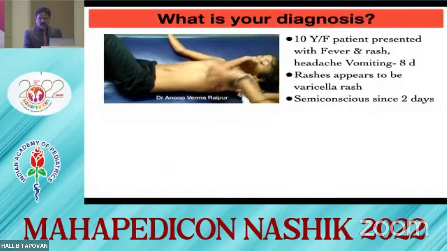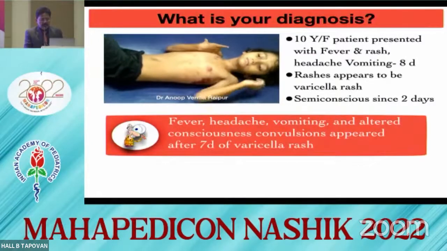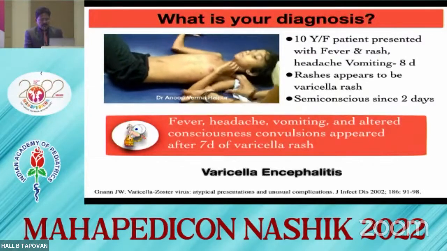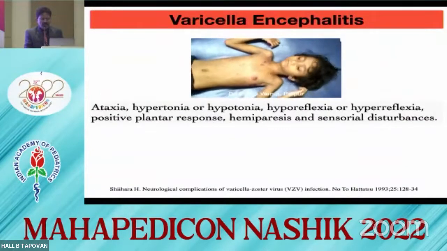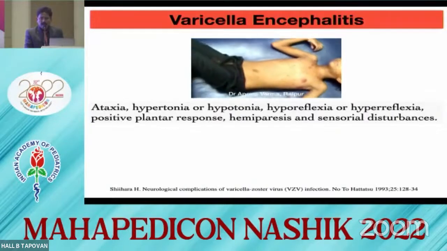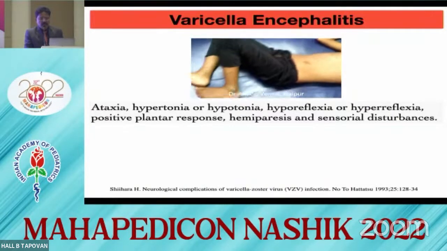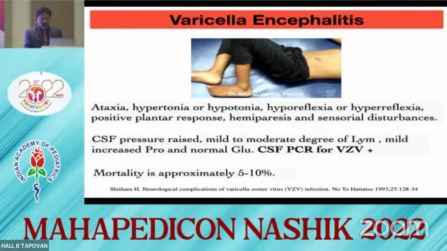Another patient with rash, headache and vomiting, semi-conscious, irritable. The diagnosis is almost clear: this is a varicella rash and this is a classical varicella encephalitis. By examination alone you cannot diagnose that this is varicella encephalitis, but there are clinical clues. So you have to do the CSF PCR for varicella zoster to rule out varicella encephalitis.